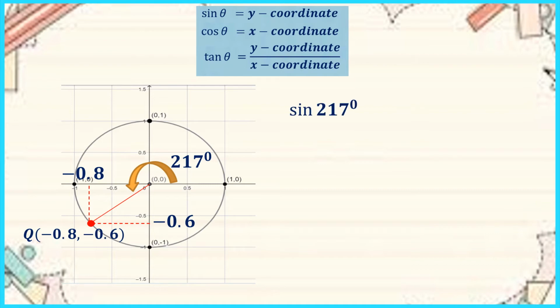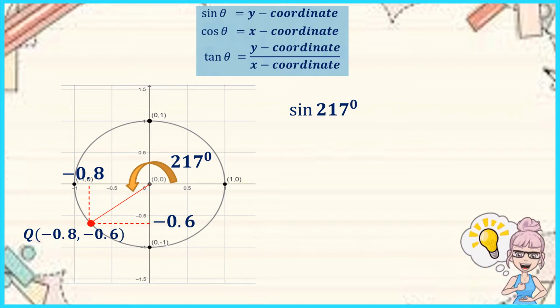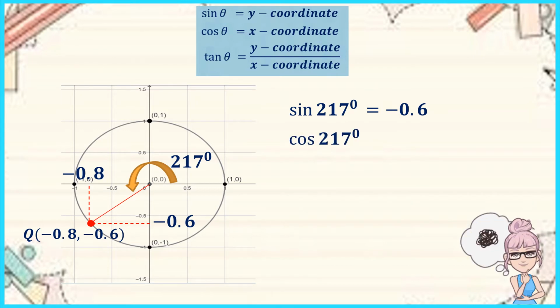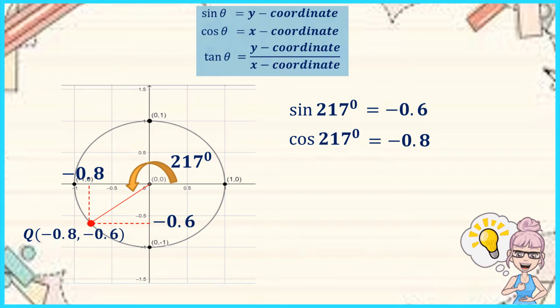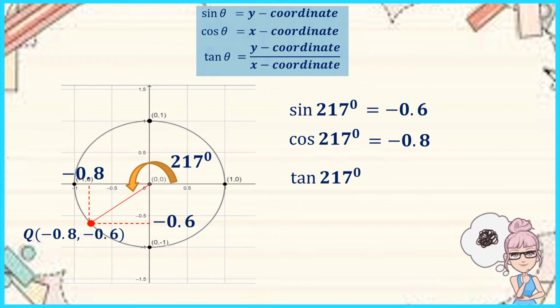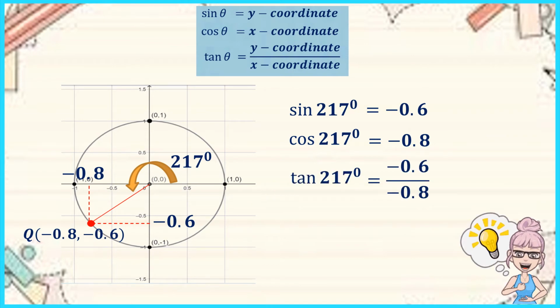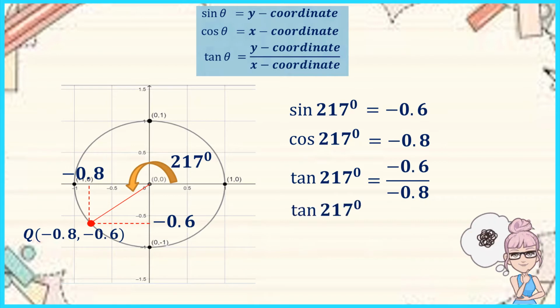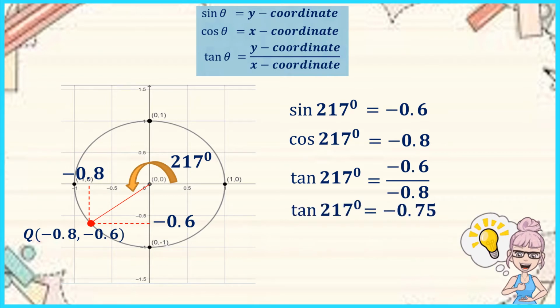To get sine 217 degrees is equal to what? Correct, it is equal to negative 0.6. How about cosine 217 degrees? Correct, it is equal to your x coordinate, which is equal to negative 0.8. How about tangent 217 degrees? Correct, it is equal to negative 0.6 divided by negative 0.8, which is equal to what? Correct. So tangent 217 degrees is equal to negative 0.75.